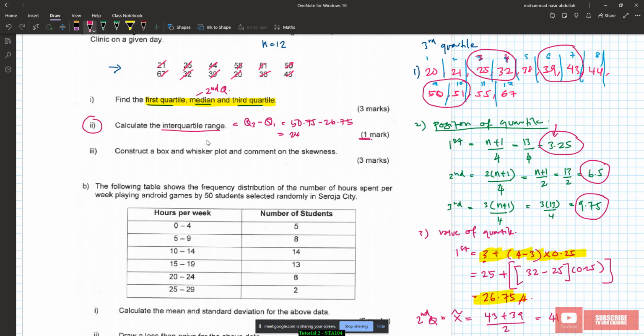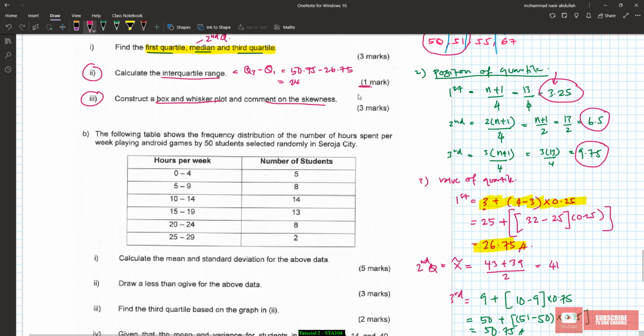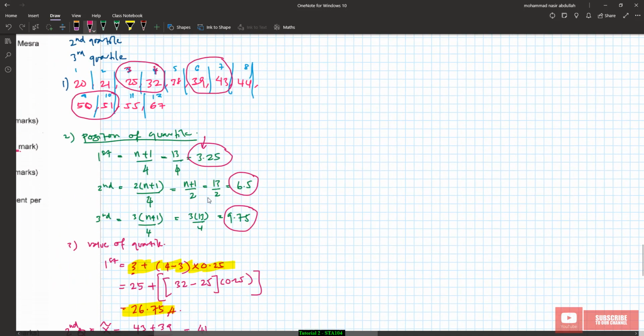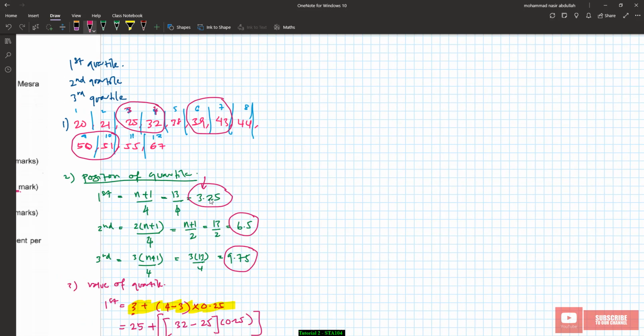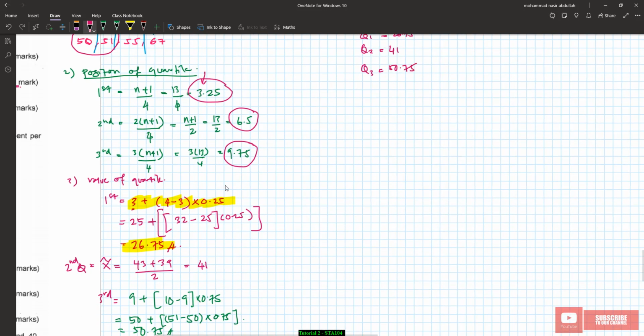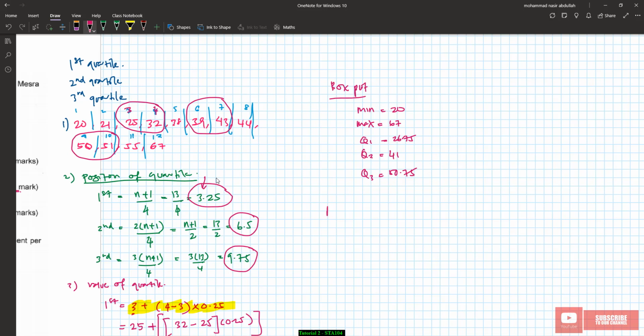Now, so number 3, construct a box and whisker plot and comment on skewness. Right? So you need to give some space. Dekat sini 3 markah saja kan? So kita tengok balik dekat data ni, for constructing a box plot yang kita belajar, we need 5 numbers. So minimum value should be 20, maximum value 67, quartile number 1 should be 26.75, quartile number 2 is 41, quartile number 3 is 50.75. So we start drawing from the lowest value to the largest value.